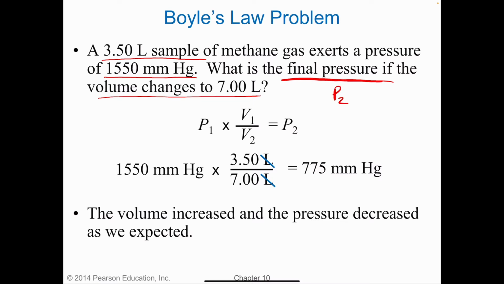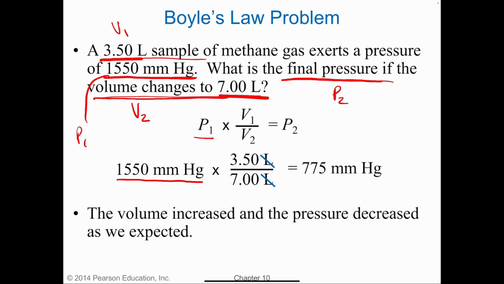Then I notice I've got 2 volumes: 7 liters and 3.5 liters. Those are my V's, and I just have to think about which one is V1 and which is V2. It says if the volume changes to 7.00 liters. Reading the language and interpreting it, that tells me that's V2, which means the 3.5 must be V1. Then the only variable left is P1. That must be the 1,550 millimeters of mercury. So that's why they've plugged in 1,550 millimeters of mercury for P1.